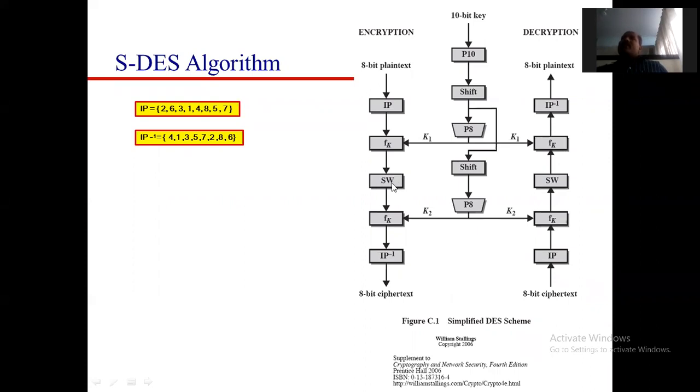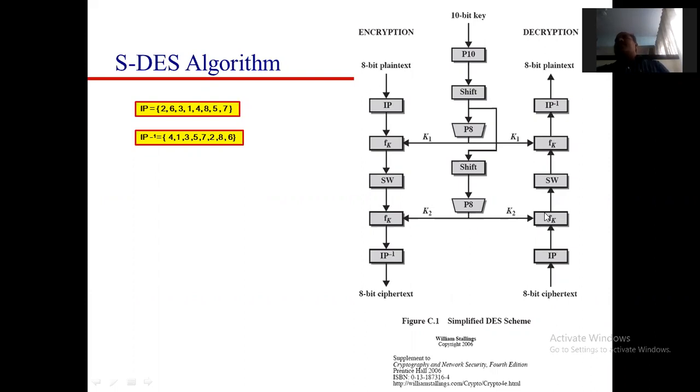So what is the switch function here? The switch function is nothing but swapping the values. We swap the values from left to right, and again from right to left. Then in the second FK we apply the OR operation with the output of the SW along with the key K2. We get the result, and that result is forwarded to the IP inverse. So the same functions and the same functionality are applied in decryption also.